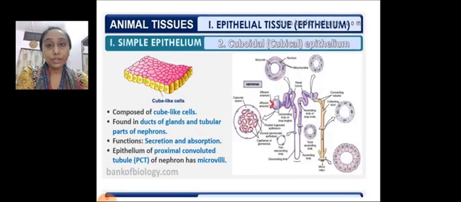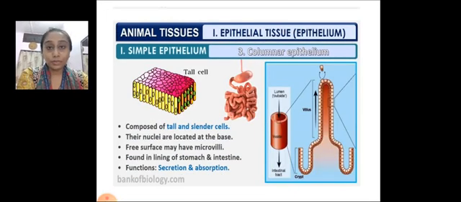Then we studied about cuboidal epithelium. In cuboidal epithelium, the cell's shape is like cubes. Okay, and they are mainly involved in secretion and absorption. Then we studied about columnar epithelium. The shape of the cells are like columns. They are tall, slender cells. These cells have got more than one nuclei. Their main function is absorption.